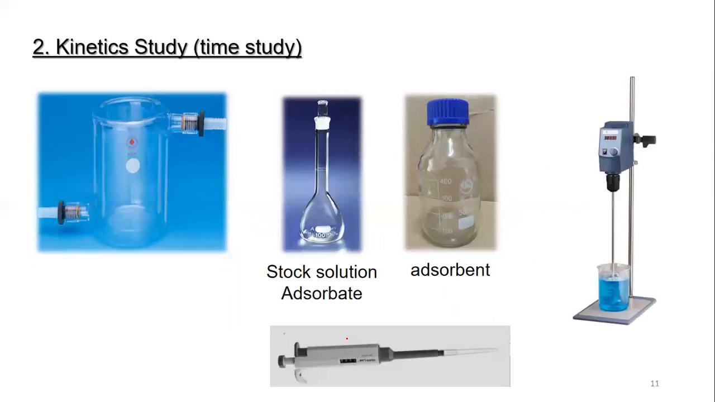Okay, now the second experiment is our kinetic study, which we sometimes also name a time study. For that study, you need different kinds of materials and glassware. The first one, you need a double cell wall beaker. Why do we need a double wall beaker? Basically, it works like a thermostat. There is a water circulation, with the water going in at the inlet on this side, and that is the outlet.